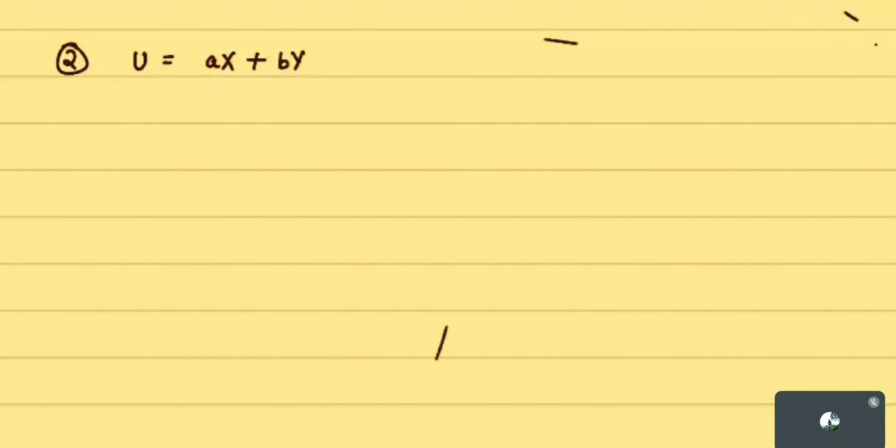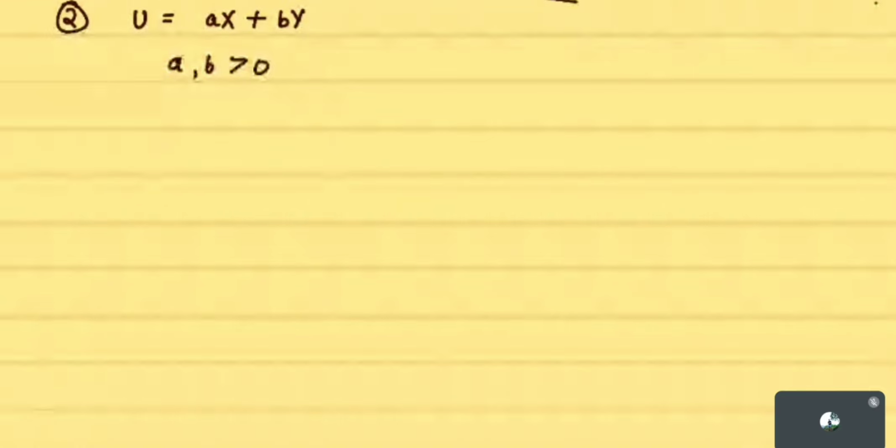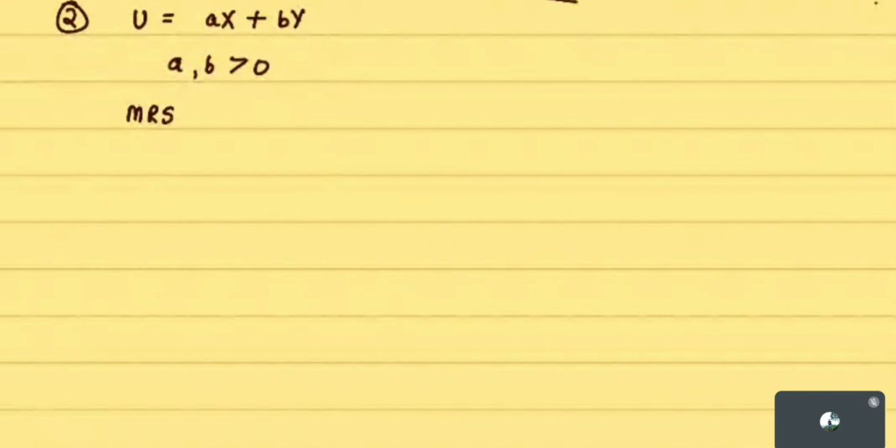Second, we have a linear utility function, U = Ax + By. Here A and B are constants, positive constants greater than 0. So as we know, MRS represents the slope of IC, which is del y by del x, and now we have to change this particular equation in terms of y. Okay, so I'll do it here.